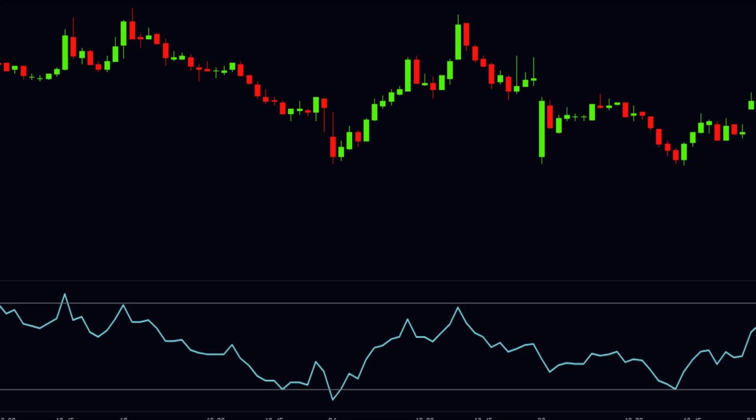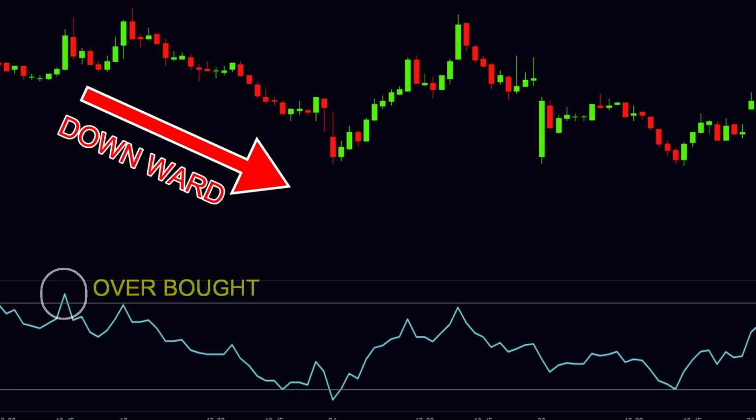It is said that when the RSI of the stock is above the 70 level, the stock is overbought and selling of the stock may start from this level. So, reversal may occur, and from now, price may go in downward direction.